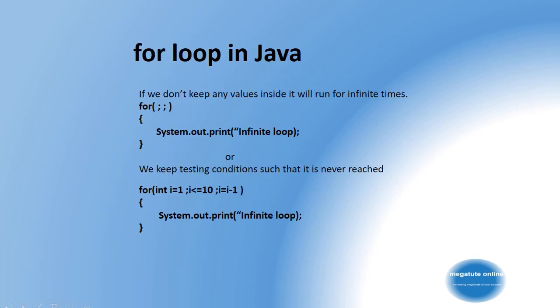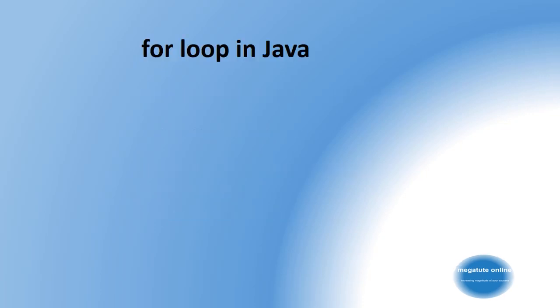So the for loop in Java continues, and if we don't keep any values inside it, it will run for infinite times. For example, if I do it like this without keeping anything inside the for, this particular set of statements will get repeated an infinite number of times. Or if we keep a testing condition such that it is never reached, I'm starting I with 1, I'm giving I less than 10, but I'm not making I reach 10. So this will again go for an infinite number of times. All right. So this is the way if in case you need an infinite loop. Rarely do you need it, but in case you need it, you can use the syntax this way.